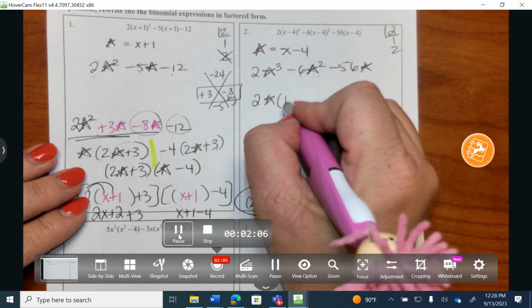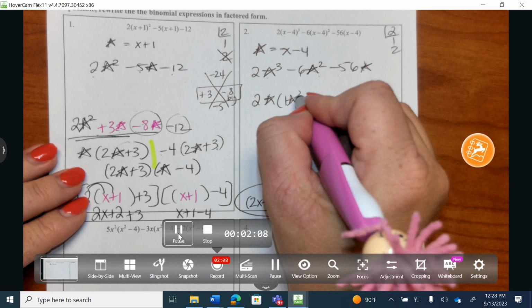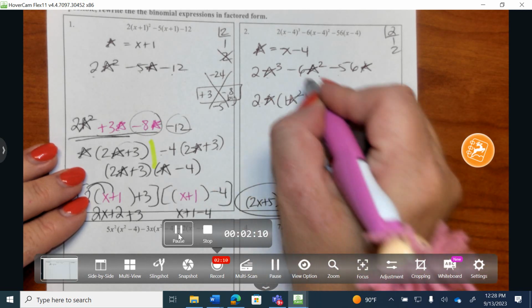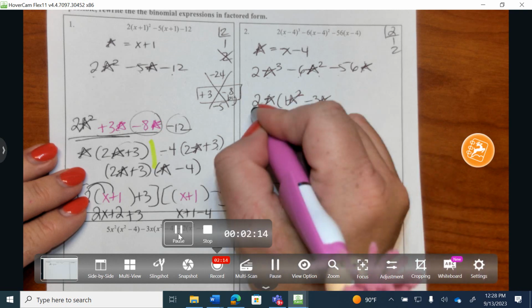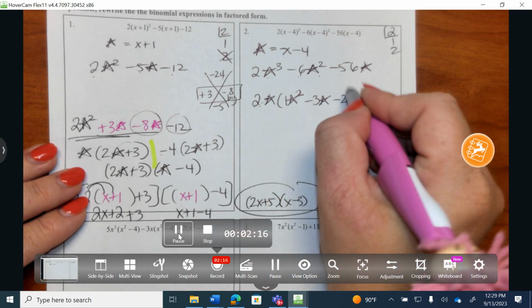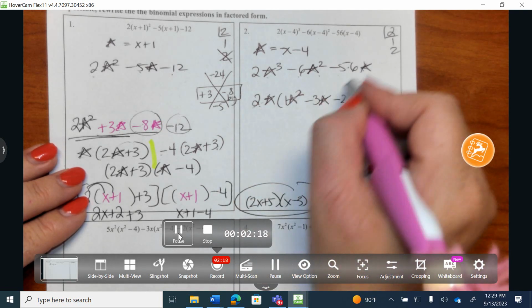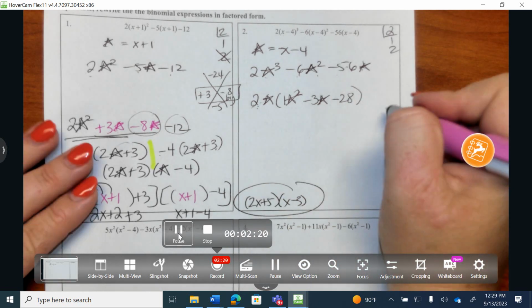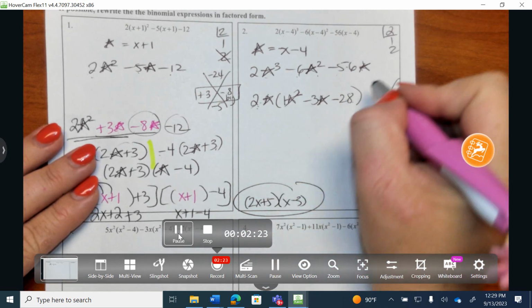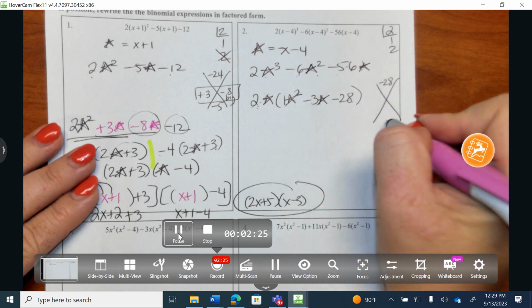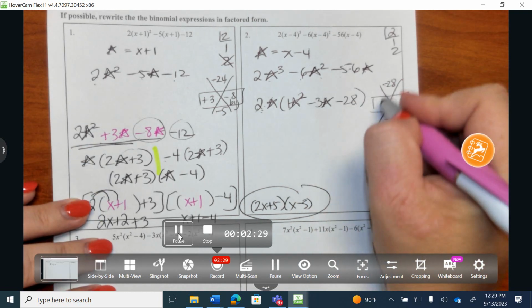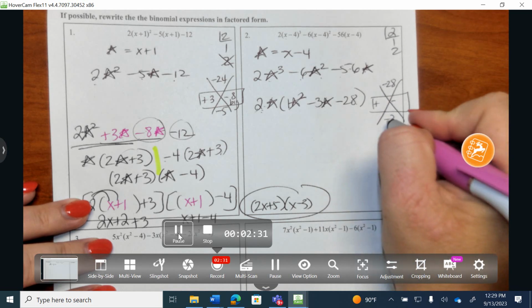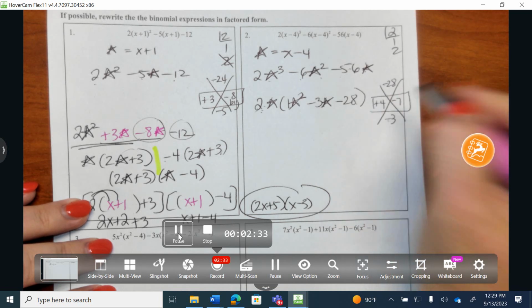So 2 times 1 is 2, but I need 2 additional stars. 2 times negative 3 is negative 6. I need 2 stars, 1 additional star. 2 times negative 28 is going to be negative 56. I need 1 star, and I already have it. Coming off to the side, 1 times negative 28. So I'm looking for the combination here. And the combination, they're different signs, and the larger number is going to be negative: negative 7, positive 4.